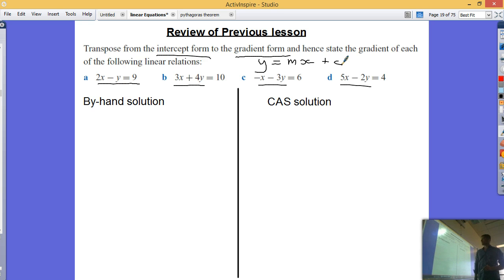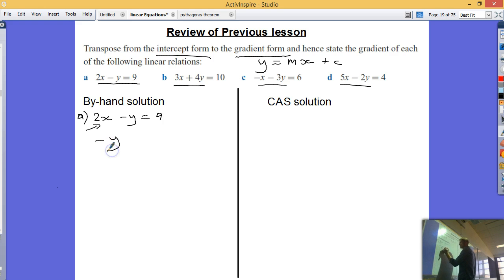Let's try the first two by hand. They're relatively simple. Here's the equation. First, we want to get the y by itself. So first I have to move this x term. It's a positive 2x term, so the inverse operation is to subtract 2x. I'll have minus y on the left, and then 9, and I subtract the 2x. Finally, this being a negative y, I have to divide by -1 on both sides.